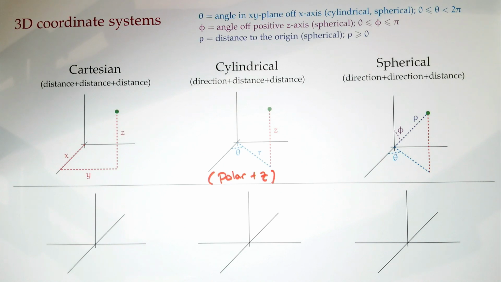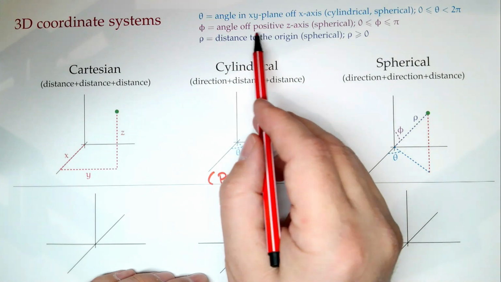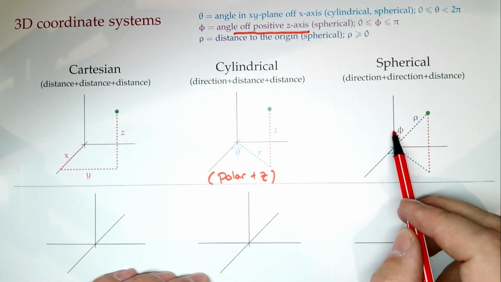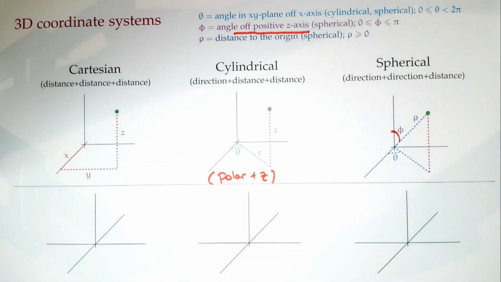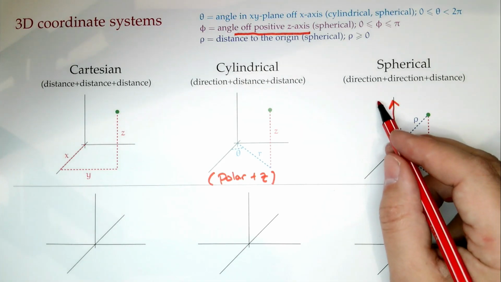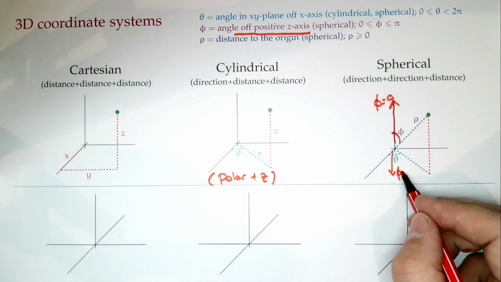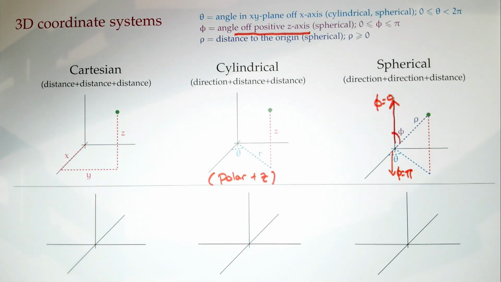Now we have to be a little bit careful. Intuitively you say, well, let's do phi off of the xy plane, but we're not going to. So phi, it's noted here, is off the positive z-axis. So in other words, I'm going to have phi coming off the positive z-axis. So phi equals 0 points straight up. Phi equals pi points straight down. And I never need to go outside of that range between 0 and pi.